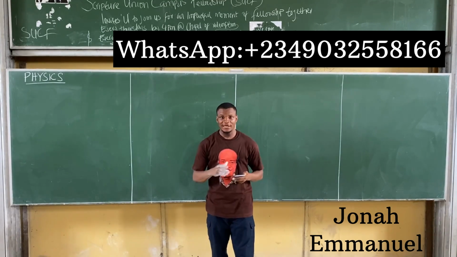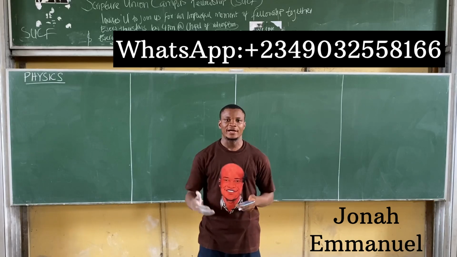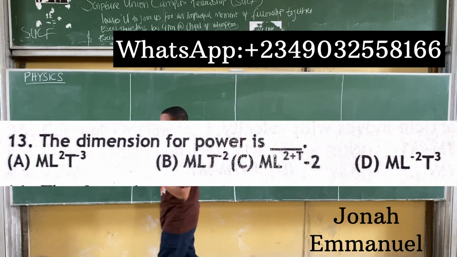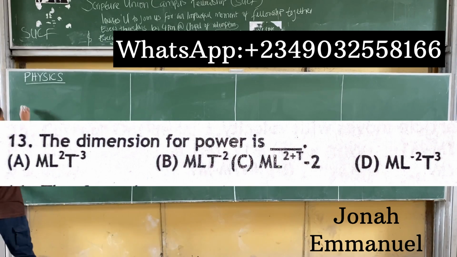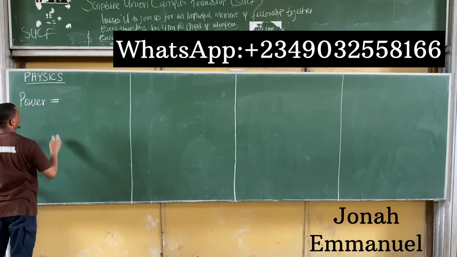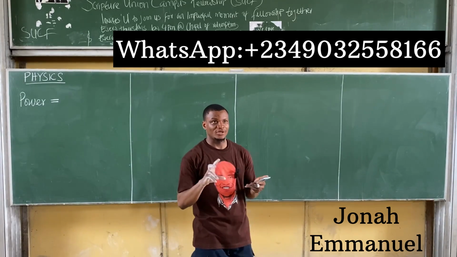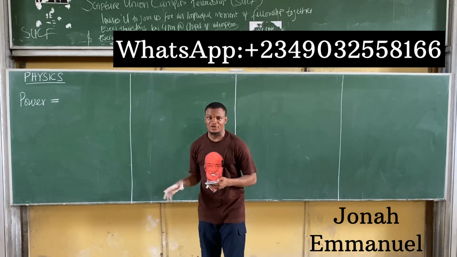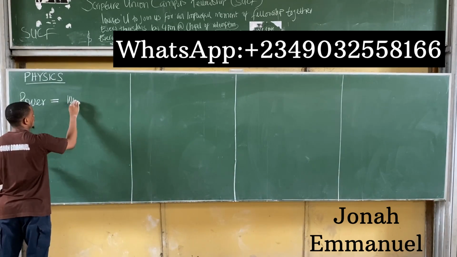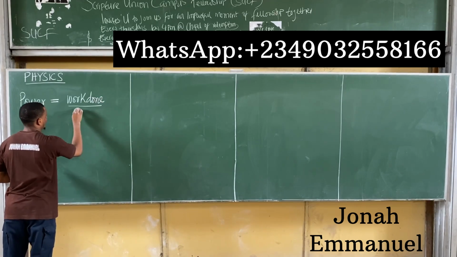For today's class, I'll be revising the JAMB past questions and answers on work, energy, and power. But the first question here says the dimension of power is dash. Let's get the dimension for power. For us to get the dimension, first of all, we have to get the mathematical expression for power, and mathematically, power is simply equal to work done all over time.